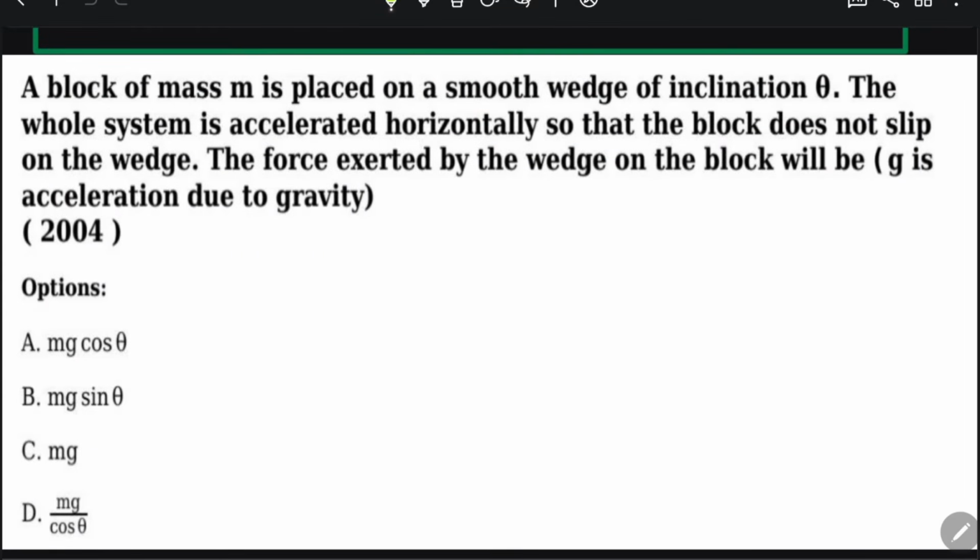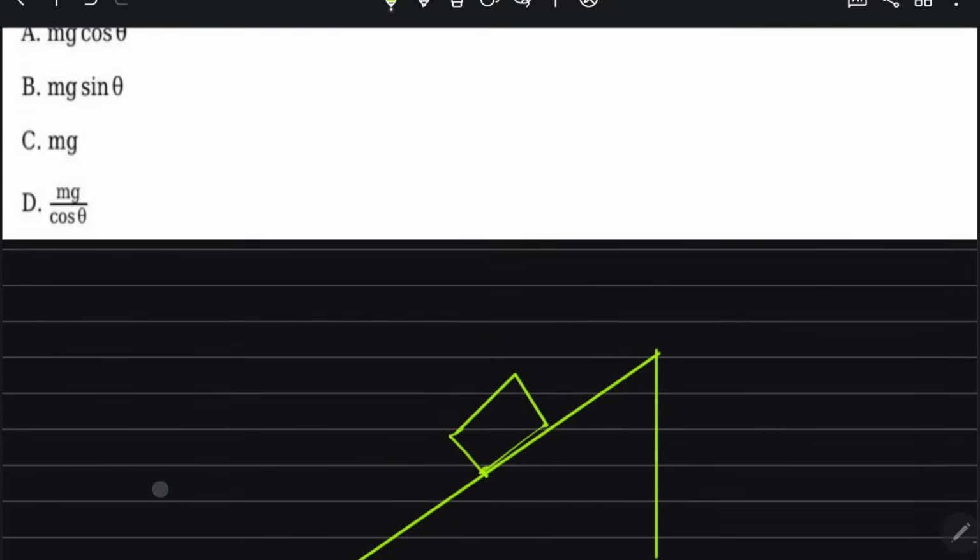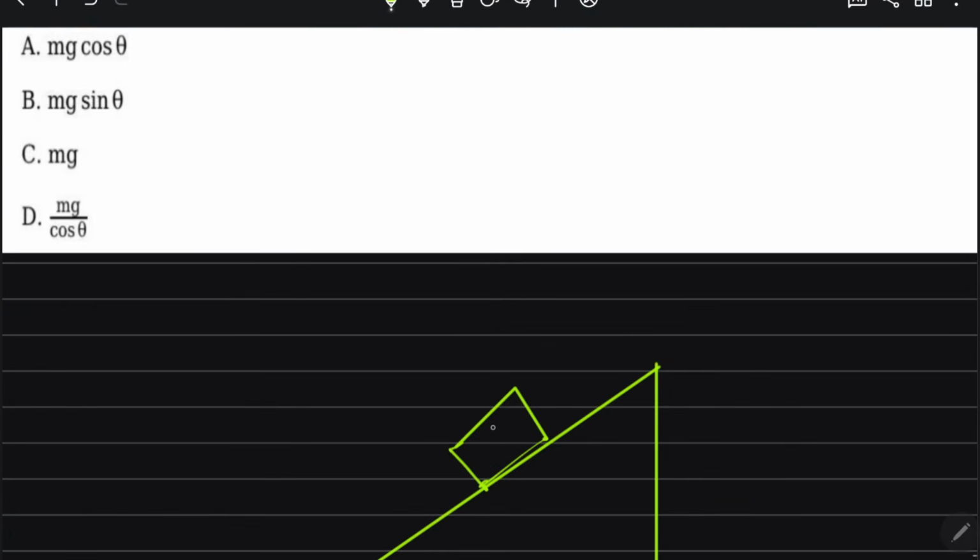A block of mass m is placed on a smooth wedge of inclination theta. The whole system is accelerated horizontally so that the block does not slip on the wedge. The force exerted by the wedge on the block will be what? So it is like this situation. We have already solved this question, but we are solving it again.